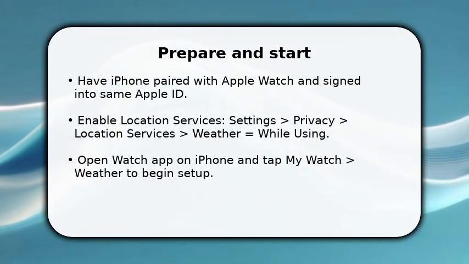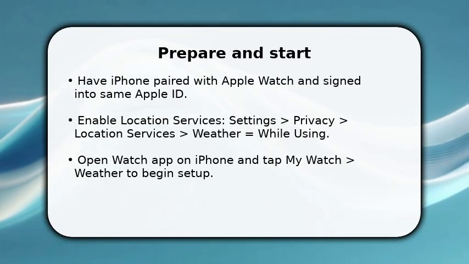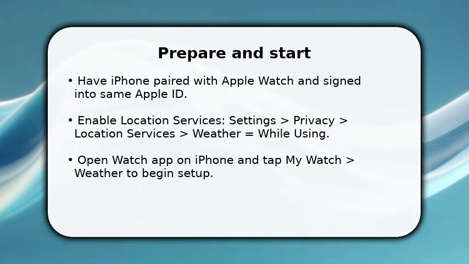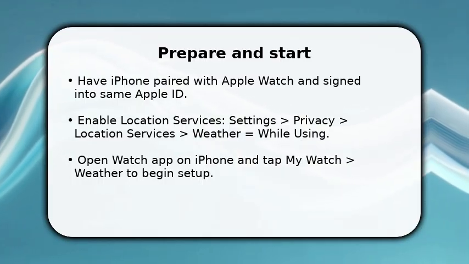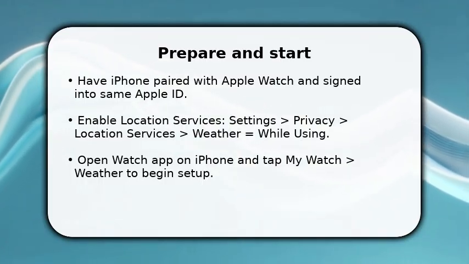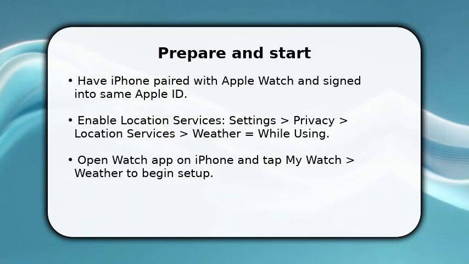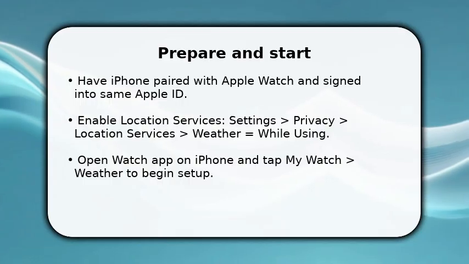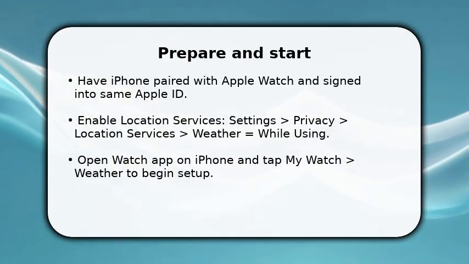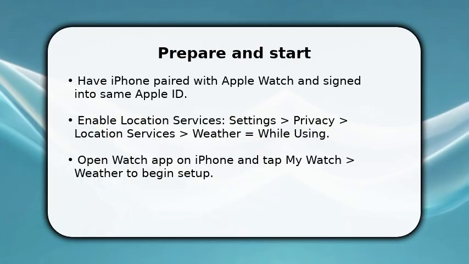You'll start with a quick check. Make sure your iPhone is paired and on the same Apple ID as your watch. Once done, enable location services for weather on the iPhone so forecasts match where you are. Next, open the Watch app, go to My Watch, and select Weather. This is where you link watch face data to the iPhone Weather app. Do this now so the watch can pull live conditions and forecasts immediately.